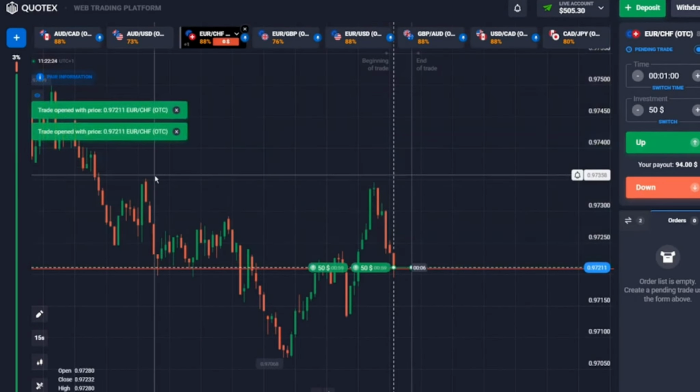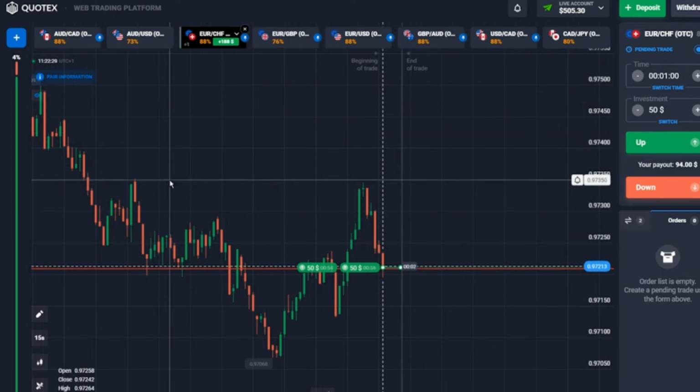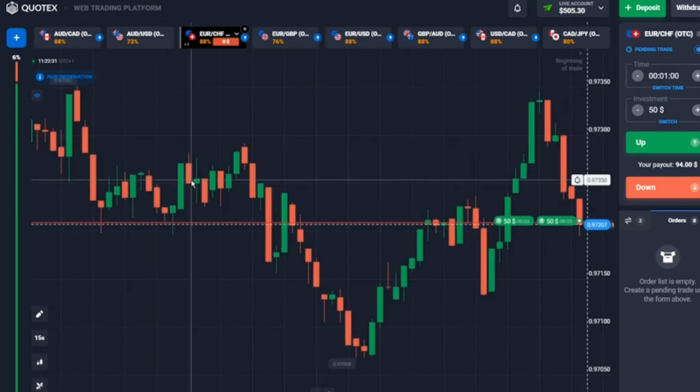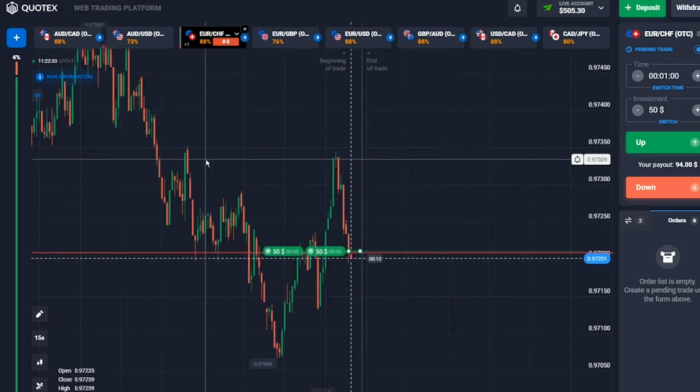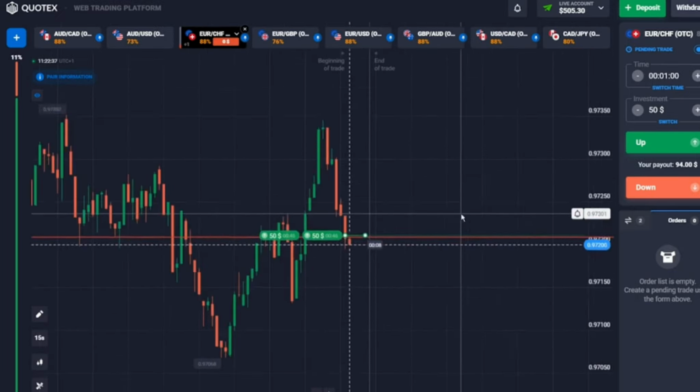Here is another level that has been respected by the market as both the support and the resistance. The level should act now as support, but it won't be a strong support because the market has started breaking through the level.